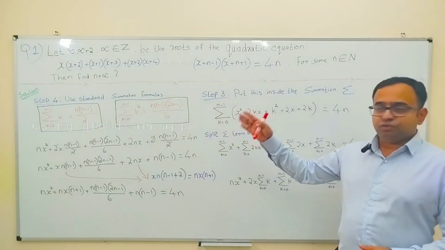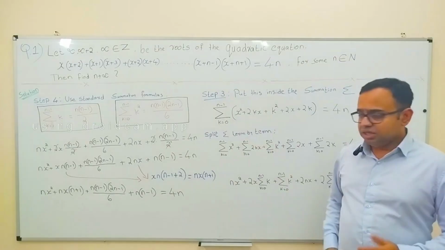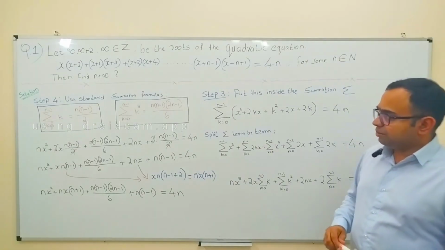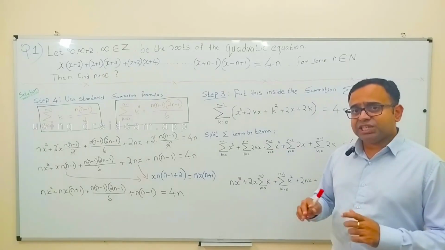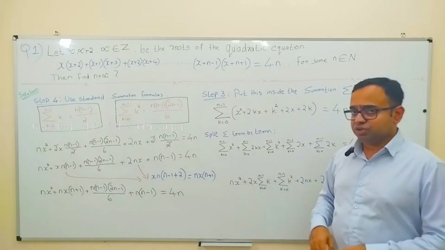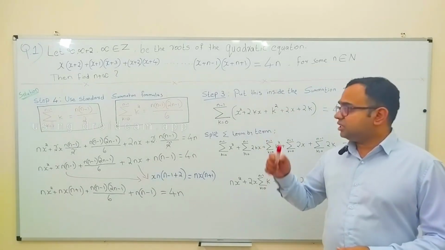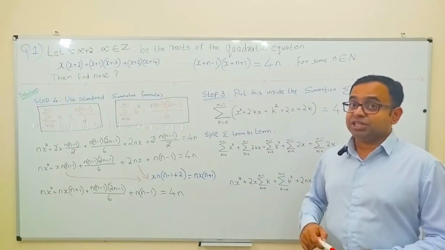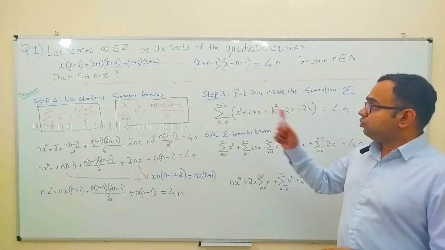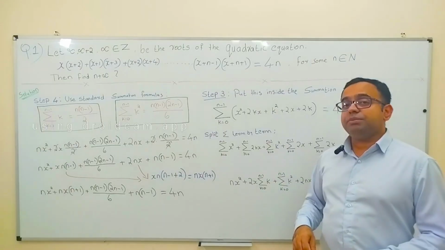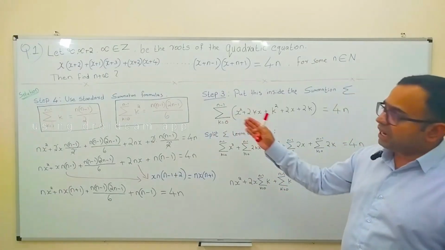Now we move to the next step. Use standard summation formulas. We have two standard summation formulas here. Summation k is equal to 0 to n minus 1 of k, that is the sum of the first n minus 1 integers. What is the formula for that? n(n minus 1) divided by 2. The second one is the sum of squares of the first n minus 1 integers, summation k is 0 to n minus 1 of k². The formula for that is n(n minus 1)(2n minus 1) divided by 6. So we use these two standard formulas.